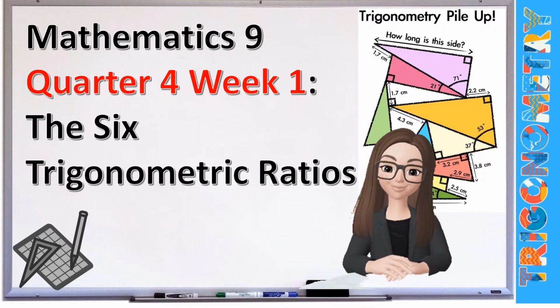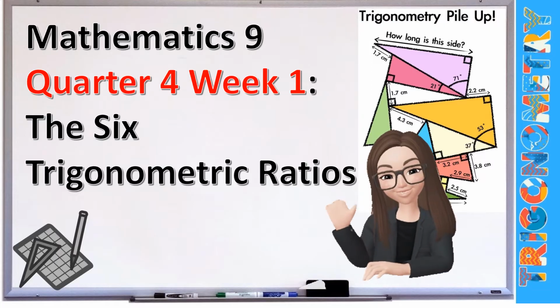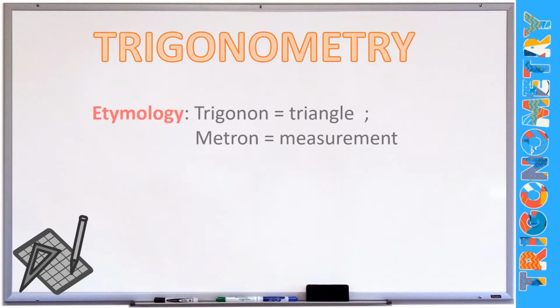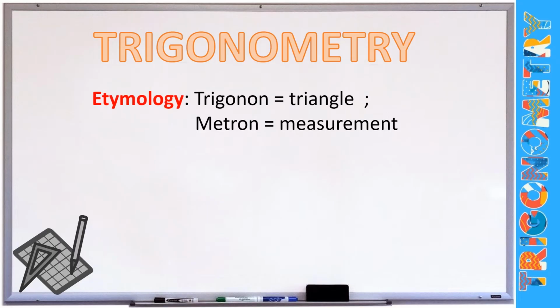To start off, we have the definition of trigonometry. It has an etymology coming from trigonon, which means triangle, and metron, which means measurement. So literally, trigonometry involves measurement of triangles.